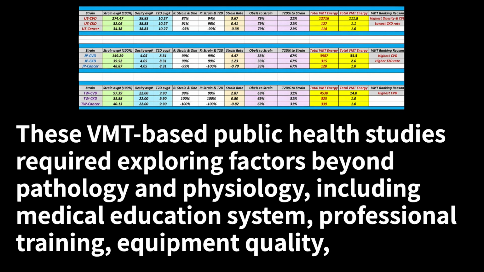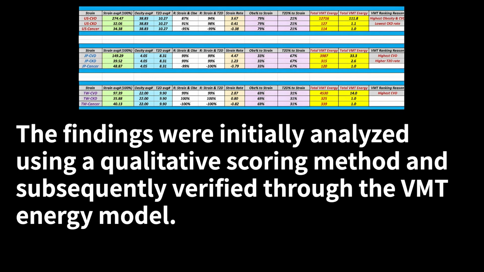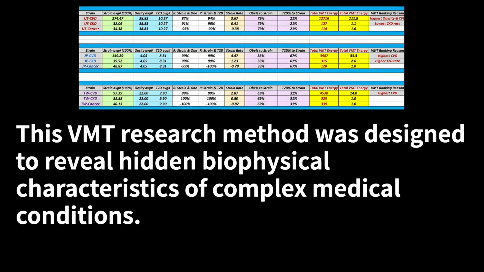These VMT-based public health studies required exploring factors beyond pathology and physiology, including medical education system, professional training, equipment quality, work standards, insurance coverage, early detection through screening, clinic doctors' time spent per patient, and lifestyle changes across the three nations. The findings were initially analyzed using a qualitative scoring method, and subsequently verified through the VMT energy model. This VMT research method was designed to reveal hidden biophysical characteristics of complex medical conditions.